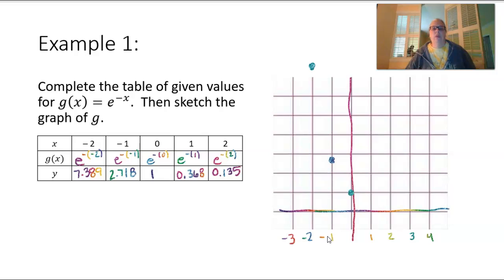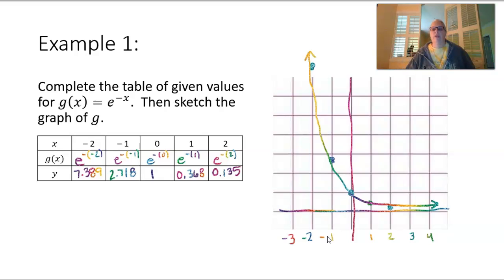At 1, we're going to be at 0.36, so that's a little bit less than a half, so we'll be down in here. And then at 2, we're going to be at 0.13, so that's going to be even further down here. And so it looks like this side of our graph is going to come down here and ride right alongside the x-axis, and this side over here is going to be growing incredibly quickly.